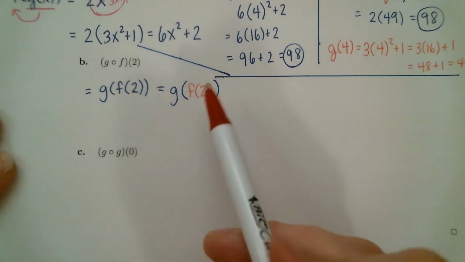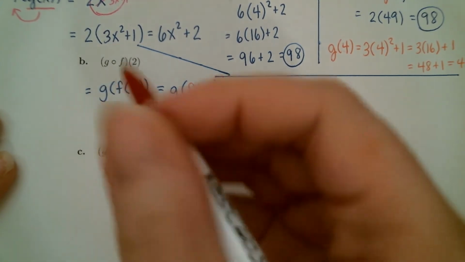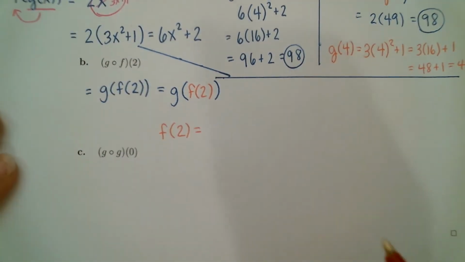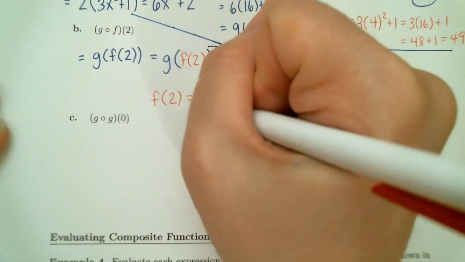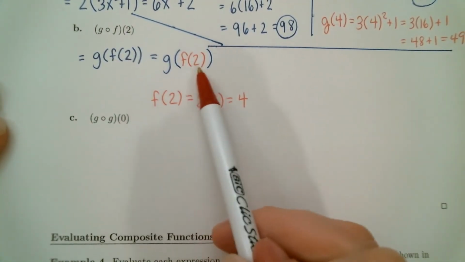So the first thing we're going to do is figure out what number is on the inside. So I'm going to come down here and I'm going to find F of 2. Go to F, everywhere you see X, plug in 2. So this is going to be 2 times 2, which is 4. So that tells us F of 2 is 4.